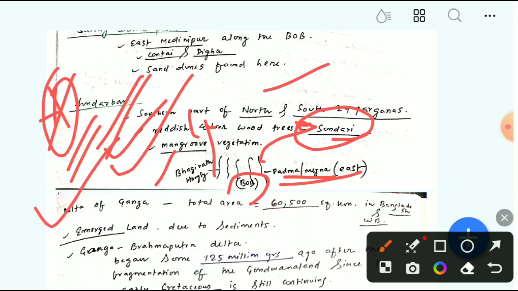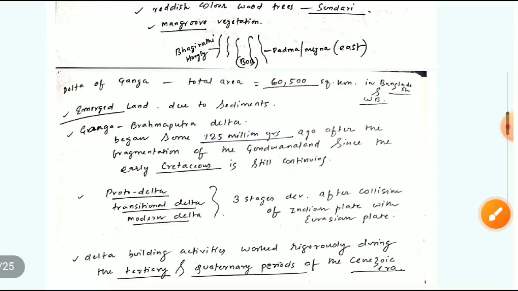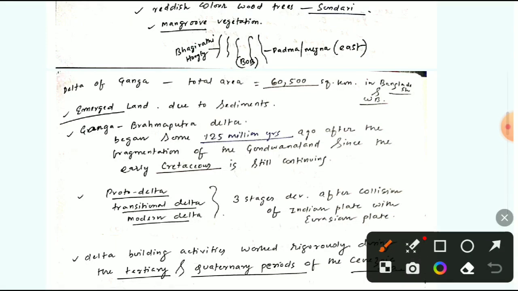Deltas of Ganga, total area is 60,500 square kilometers in Bangladesh and West Bengal. So total delta area is 60,500 square kilometers, including Bangladesh and West Bengal. This you must know. It is an emerged land due to sediments. So sediments are there, that's why it is called emerged land.